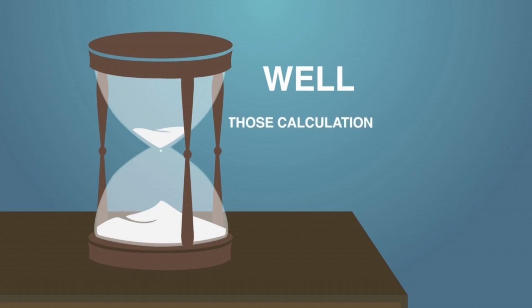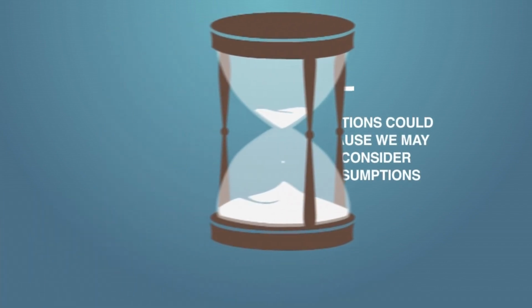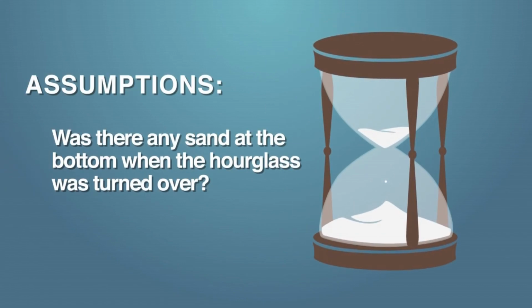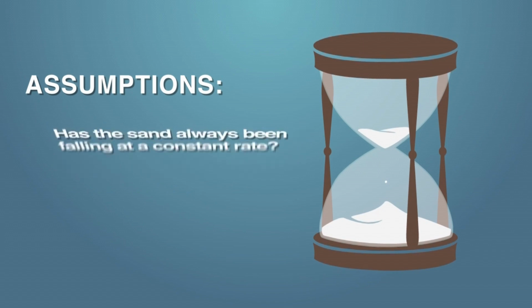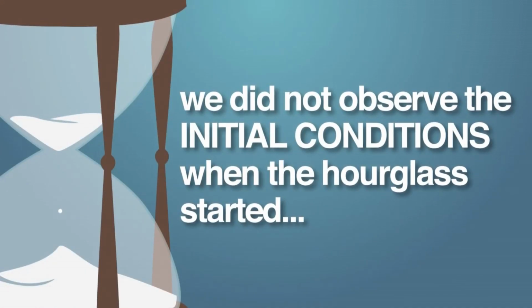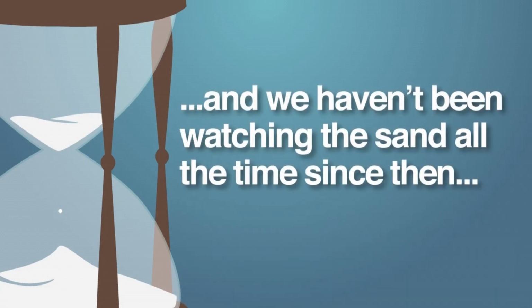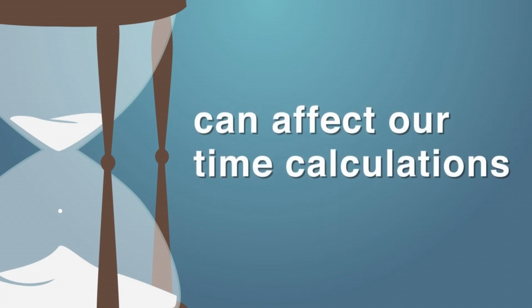Well, those calculations could be wrong, because we may have failed to consider some major assumptions, like, was there any sand at the bottom when the hourglass was turned over? Has any sand been added or taken out of the hourglass? Has the sand always been falling at a constant rate? Since we did not observe the initial conditions when the hourglass started, and we haven't been watching the sand all the time since then, we must make assumptions. All three of those assumptions can affect our time calculations.